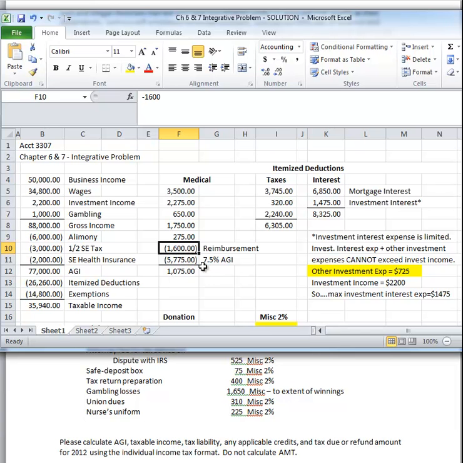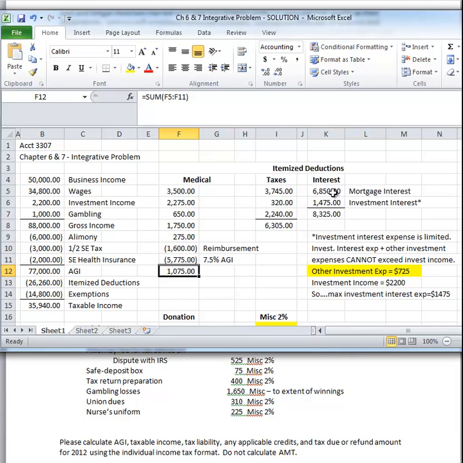Then, remember, you have to subtract 7.5% of AGI. Anything remaining is what's included as an itemized deduction. I've done the same thing under the taxes category. Anything on the problem I labeled as taxes, I added together. So that gives you 6,305.